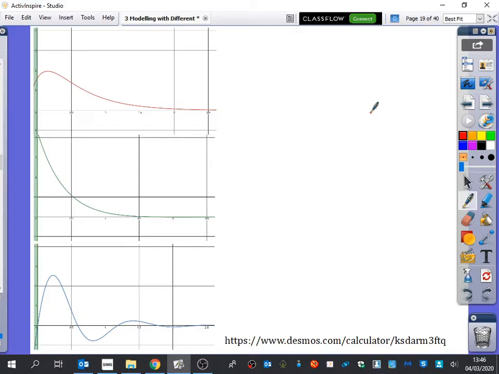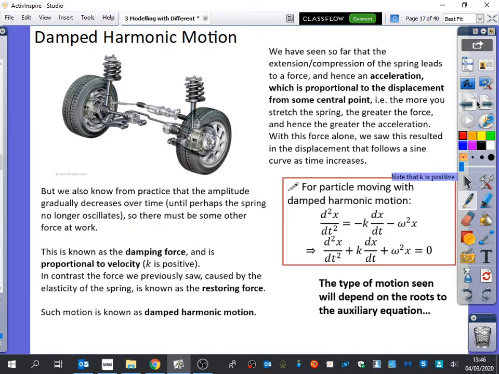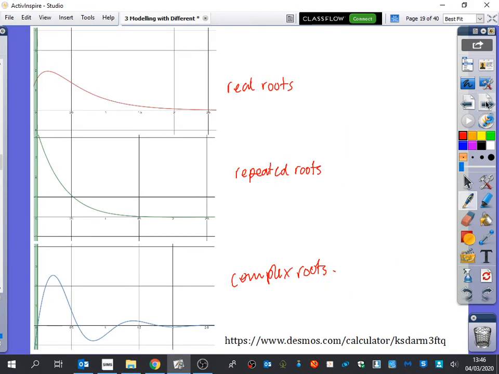All you need to know is if this is repeated roots. I was saying the heavy one can become critical. This is repeated roots. This is real roots. And this is complex roots. That's what I think. I think it's because I was playing around with the coefficients of them being negatives and things. Anyway, going the wrong direction here.